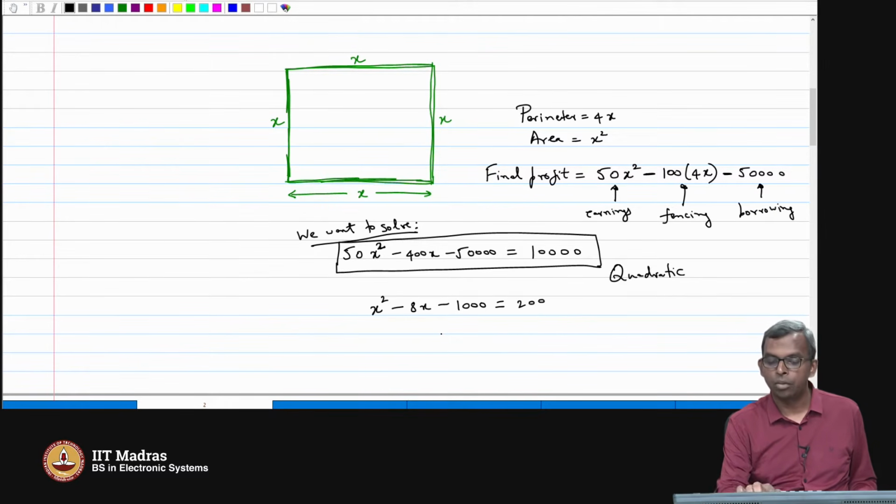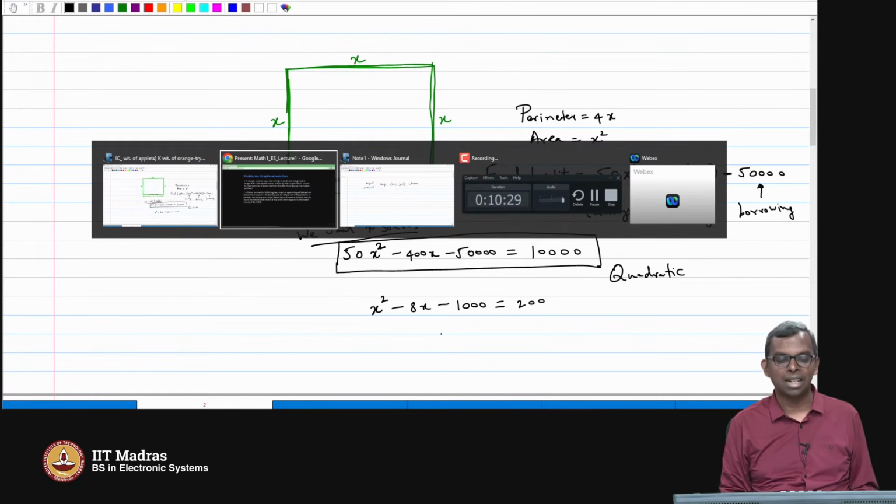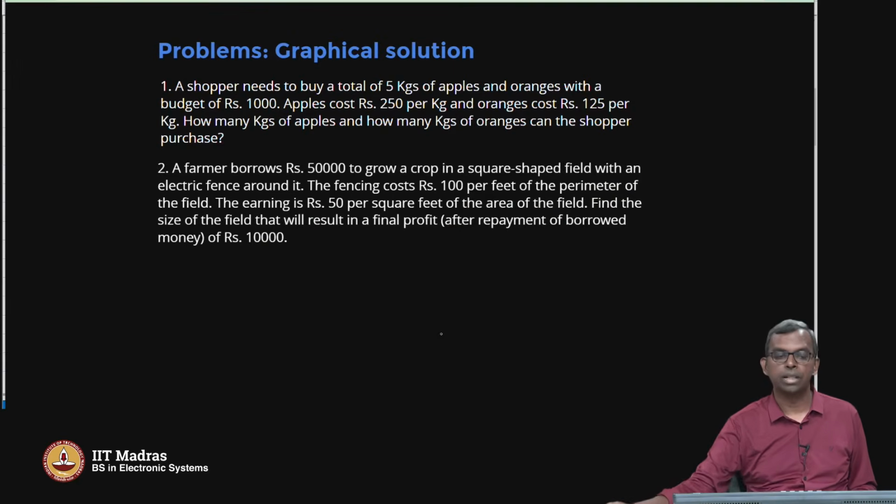See, because the final profit is 50x squared minus 400x minus 50,000, I want to see when that touches 10,000, right? So this might be a way. Both of these are equivalent. I can see when x squared minus 8x minus 1000 hits 200. Both of these are exactly the same, but if you want, we can also look at that big ugly expression. So we'll start with that and show how all of those things work.